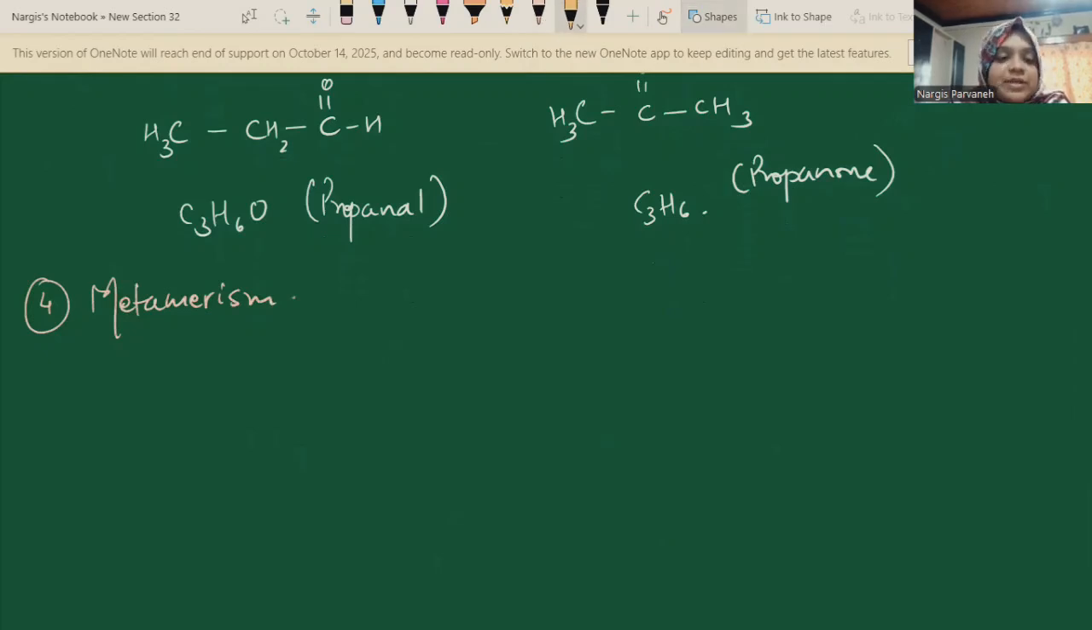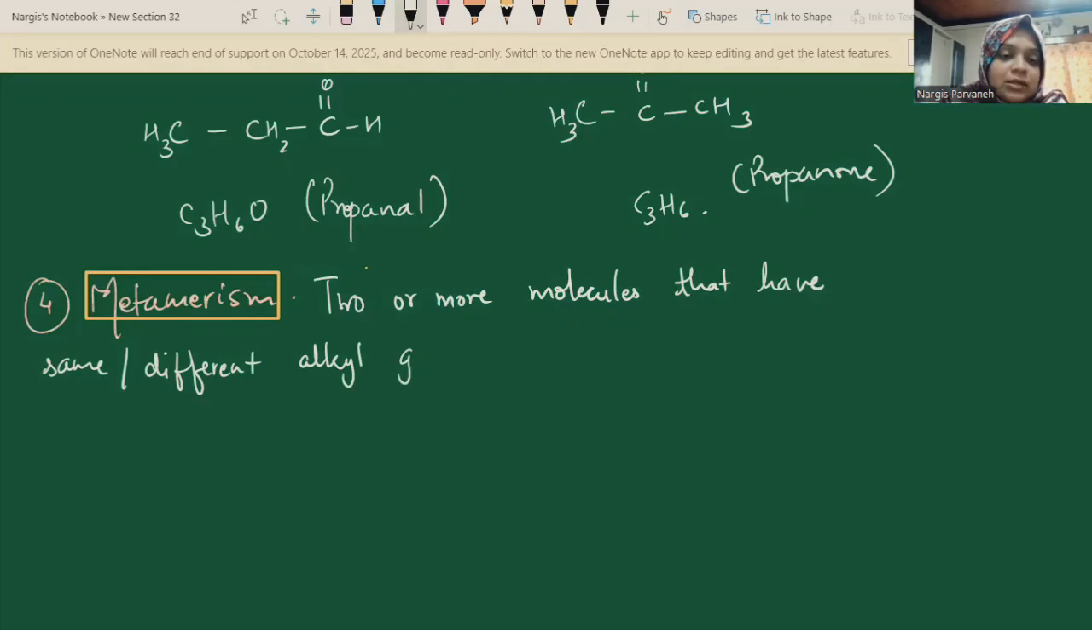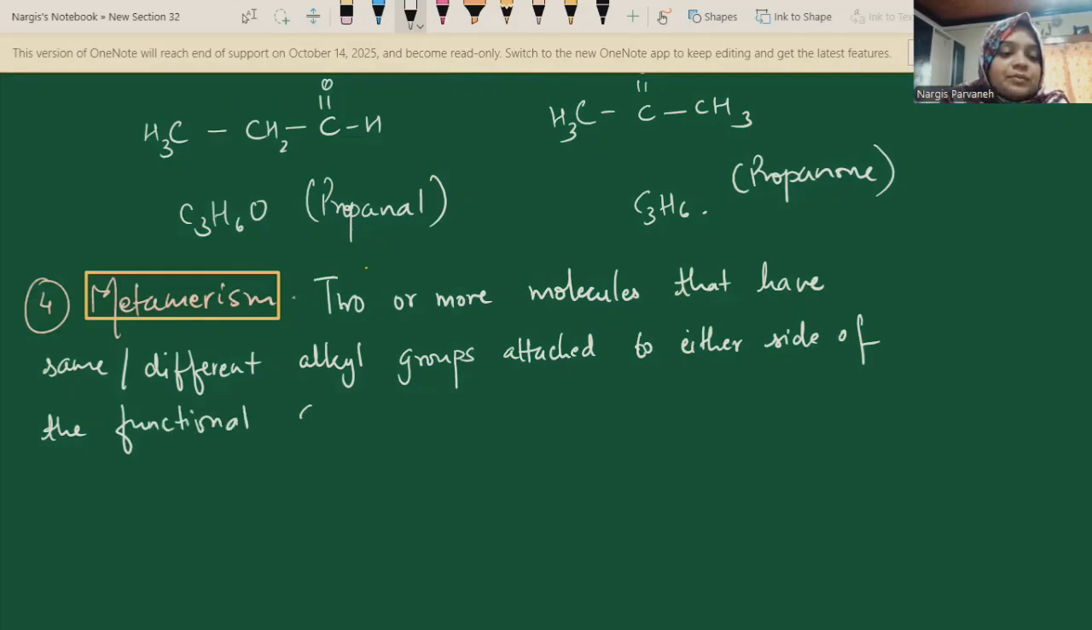Now it is a different type of isomerism where on either side of the functional group, functional group is there in the center, and on either side of the functional group you have different alkyl groups. Okay, so two or more molecules that have same or different alkyl groups attached to either side of the functional group.